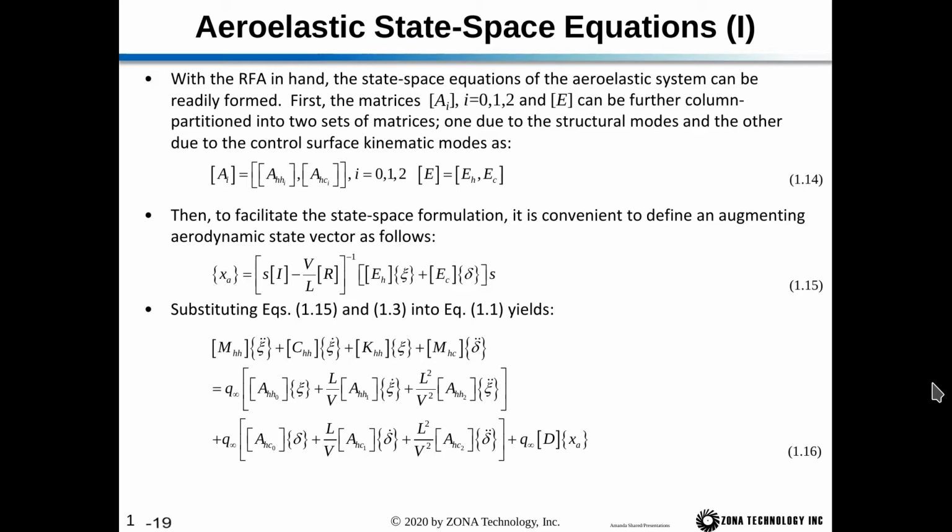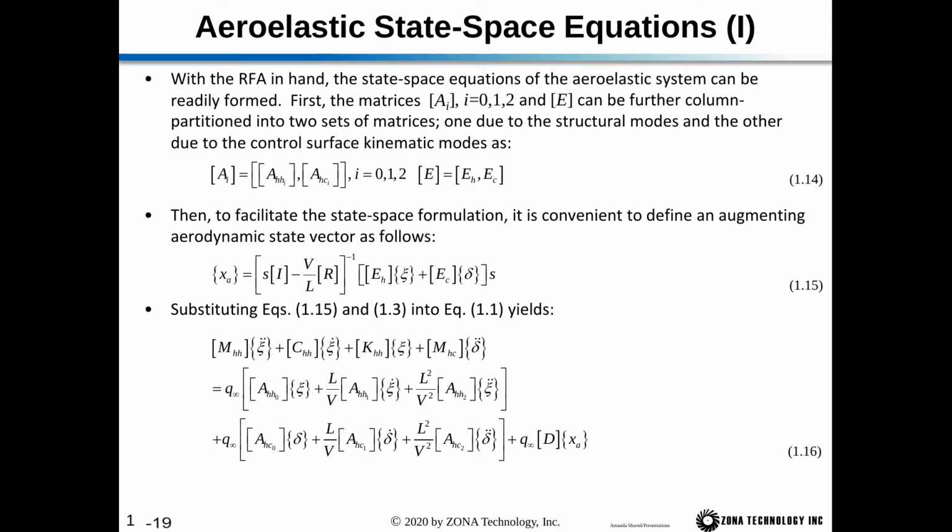Next, we have the aeroelastic state space equations. So with the RFA in hand, the state space equations of the aeroelastic system can be readily formed. So first, the matrices A0, A1, and A2 and E can be further column partitioned into 2 sets of matrices. One is due to the structure modes and the other due to control surface kinematic modes. So A is broken up into AHH and AHC, and then E is broken up into EH and EC.